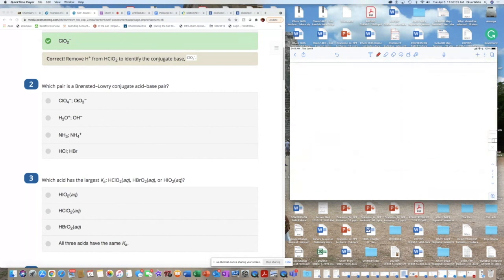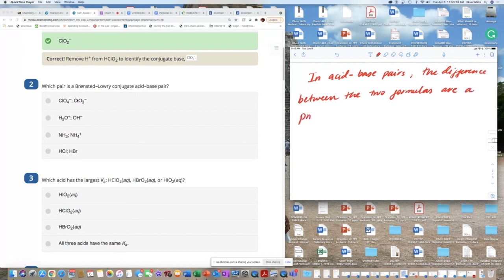So back to this, right? I'll write here, in acid-base pairs, the difference between the two formulas is a proton, aka H plus. That's the only difference.